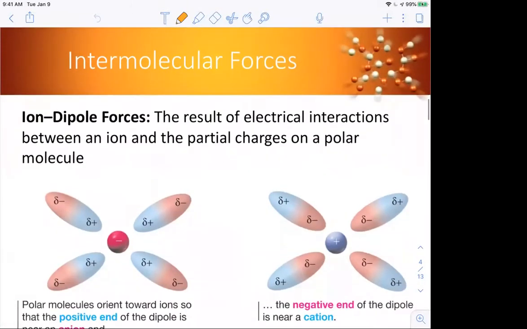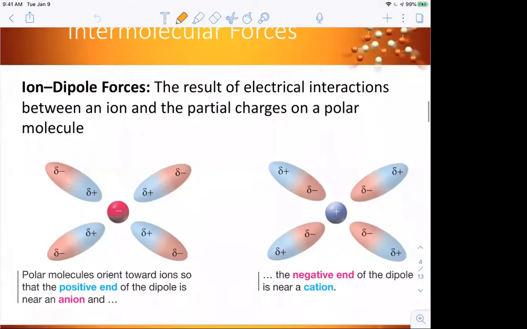So let's start with ion dipole forces. These forces are the result of electrical interactions between an ion and the partial charges on a polar molecule. So here you have an anion, which is a negatively charged ion, and here you have a cation, which is a positively charged ion. Now notice if I have a compound that has a permanent dipole, right?